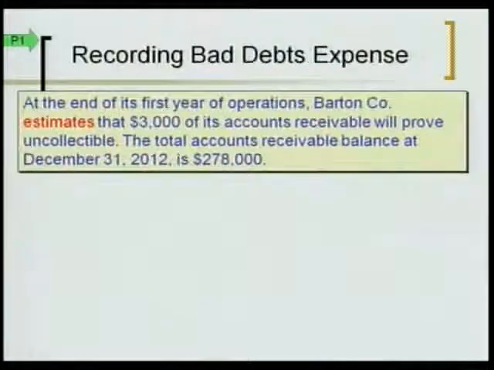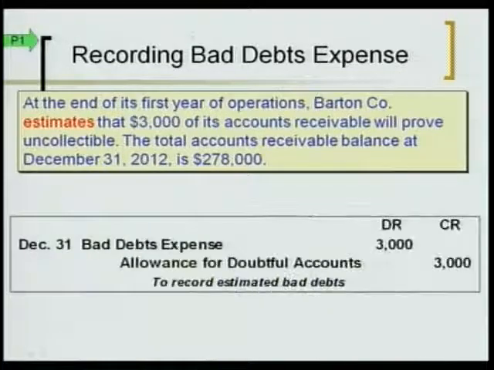Okay. Let's start with the preliminary situation here. At the end of its first year of operations, Barton Company estimates that $3,000 of its accounts receivable will prove uncollectible. Now, the total AR balance at December 31, 2012 is $278,000. The journal entry we are going to make to estimate bad debt expense is this on your screen right now. We debit bad debt expense for $3,000, and we credit a new account called Allowance for Doubtful Accounts. Sometimes I abbreviate it Allowance for DA.